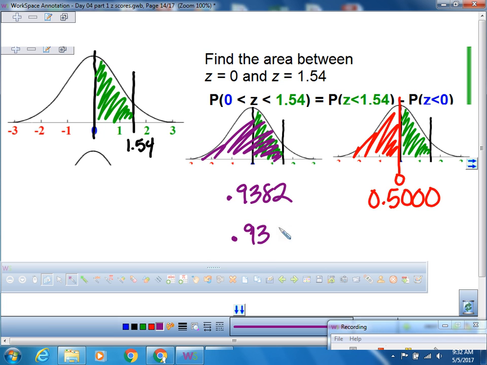So 0.9382 minus 0.5000 gives me what? 0.4382. Does that make sense? If you have almost a whole and subtract half, just look at your numbers: 9 minus 5 is 4. You just have to make sure it makes sense.